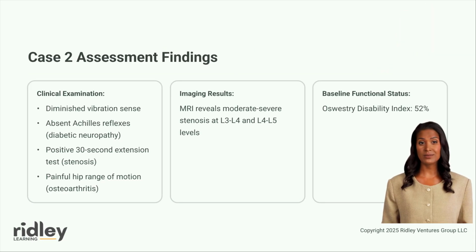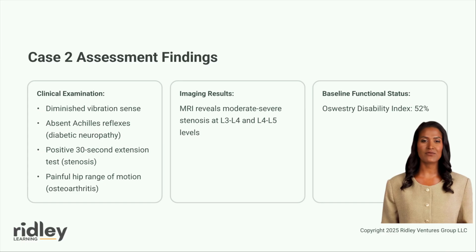Examination reveals an obese man with antalgic gait pattern and bilateral genu varum. Lumbar examination demonstrates limited extension with reproduction of posterior thigh symptoms and negative straight leg raise bilaterally. The 30-second extension test reproduces his typical leg cramping. Neurological examination reveals diminished vibration sense at the great toes bilaterally and absent Achilles reflexes, findings consistent with diabetic peripheral neuropathy. Sensation to light touch demonstrates mild stocking distribution hypesthesia to mid-calf.